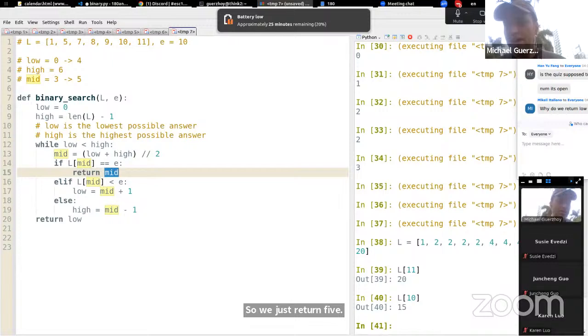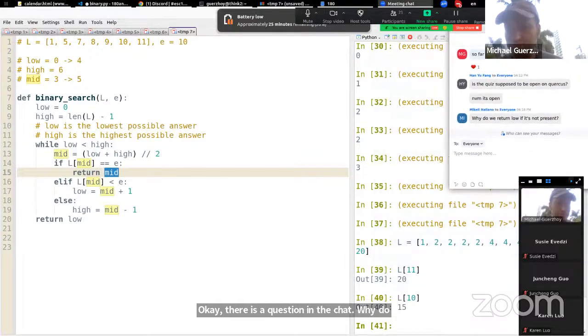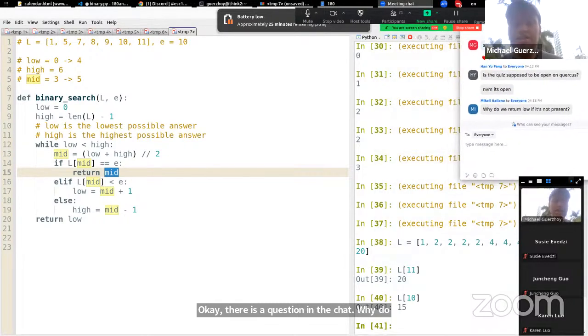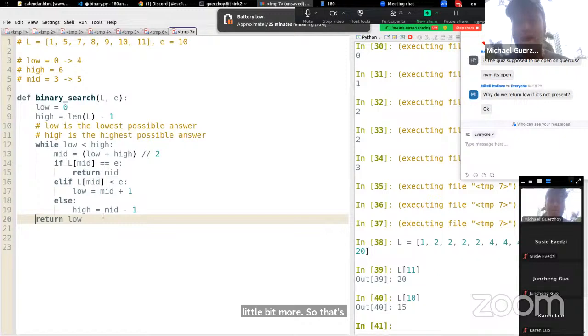Okay, there is a question in the chat. Why do we return low? The answer is that we assume that it's present. So the question is, why do we return low if it's not present? For the purposes of this one, we assume that the answer is there. If the answer is not in there, then you've got to do a little bit more. That's what's in the handout, which I'm about to discuss.